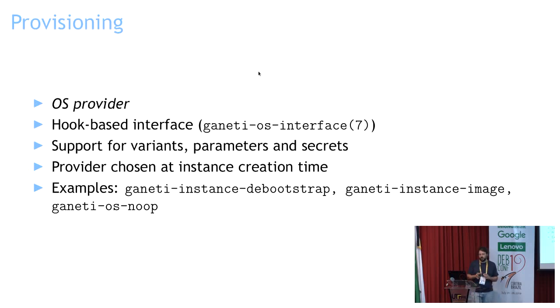It looks more like a hook-based interface, so it's one script per action: one script to create the instance, one script to reinstall it, and one script to do a backup of the instance if need arises. And these scripts can support variants. For instance, you can have a Debian OS provider that has a variant for Stretch and one for Buster and then one for Bullseye. And they also get a set of parameters which can be relayed to the instance. For instance, what is your host name or any special configuration that should be done. And it also supports secrets that are transmitted to the instance without being logged anywhere.